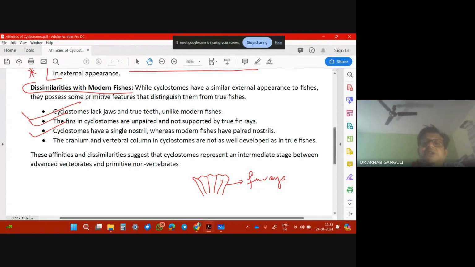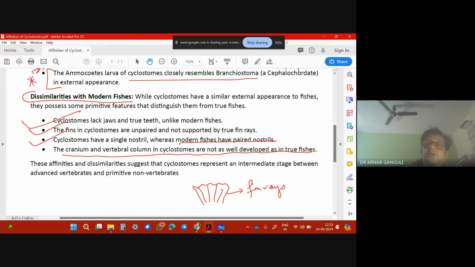Cyclostomes have a single nostril. Modern fishes have paired nostrils, basically for water to flow out. The cranium and vertebral column in cyclostomes are not that well developed like true fishes. So essentially, this is the end of my class on cyclostomes.